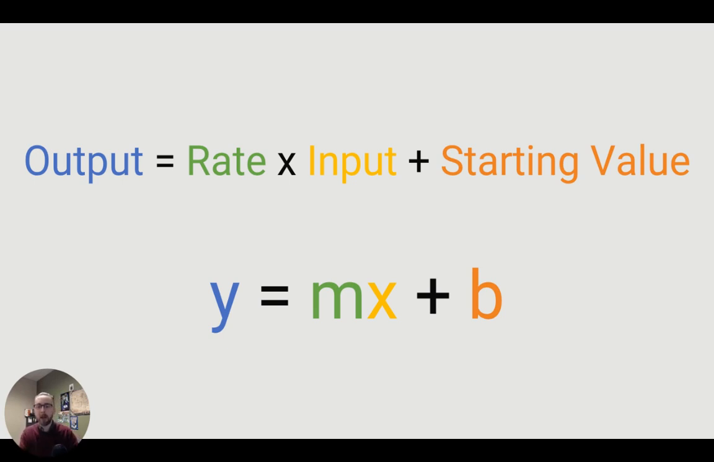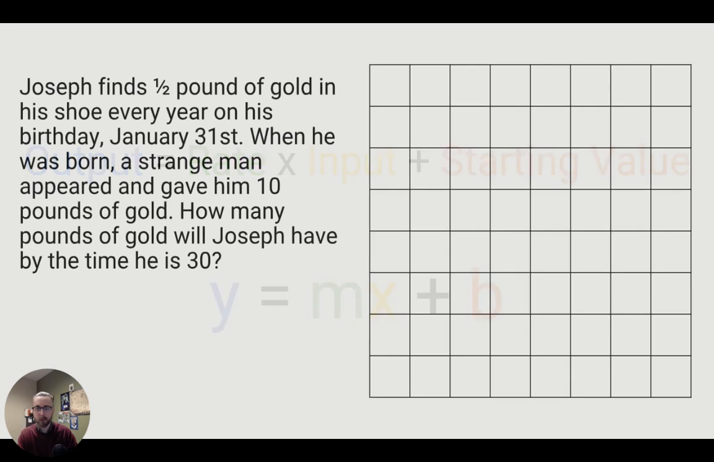So let me give you an example. Something totally ridiculous that I made up, but this illustrates what we're talking about. Let's say Joseph finds half a pound of gold in his shoe every year on his birthday, January 31st. When he was born, a strange man appeared and gave him 10 pounds of gold. How many pounds of gold will Joseph have by the time he is 30?